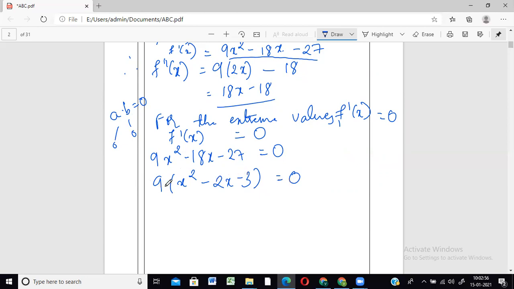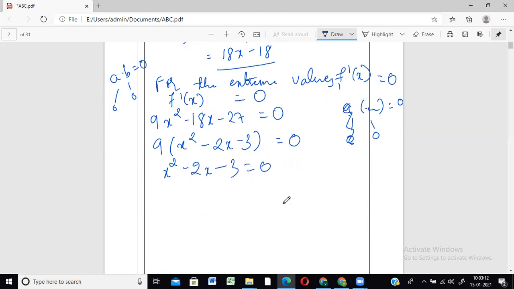But we know that 9 is not equal to 0, right? If we multiply these two terms, 9 into this bracket which is equal to 0, it means either this should be 0 or this should be 0, but we know that 9 is not 0, right? So we'll have the next term, the bracket as 0, minus 3, which is equal to 0, correct? So after having this much, this is like a normal quadratic equation which you have to solve. How do we solve this? We can either do it using a formula method or factorization, whatever you want.